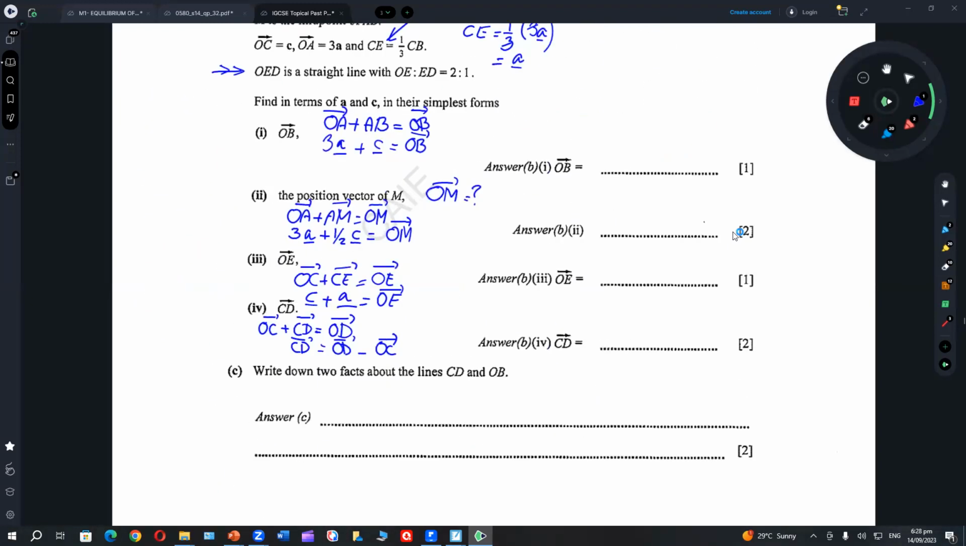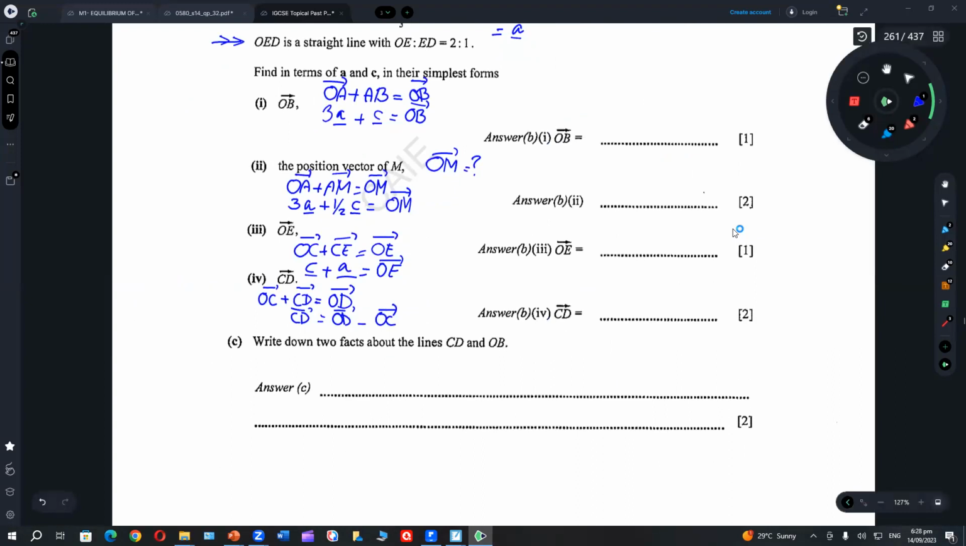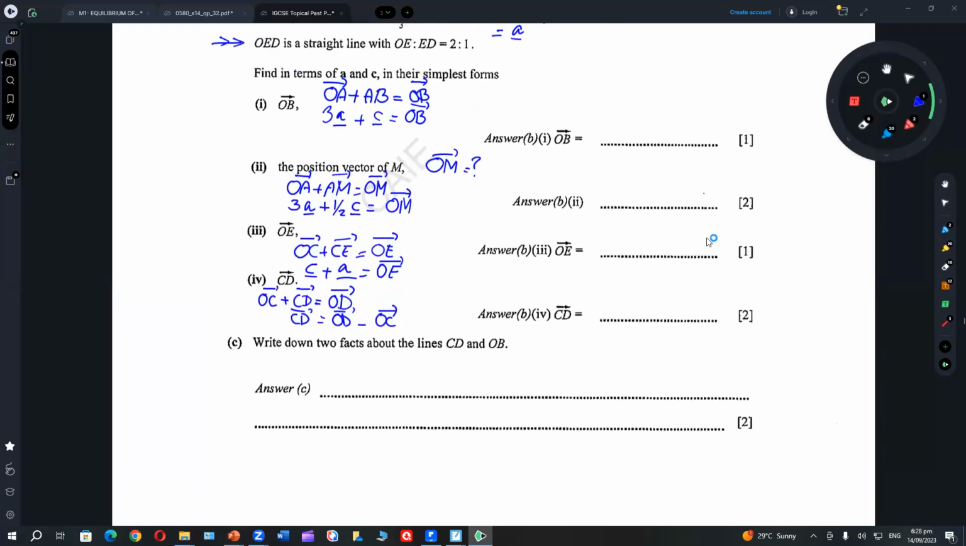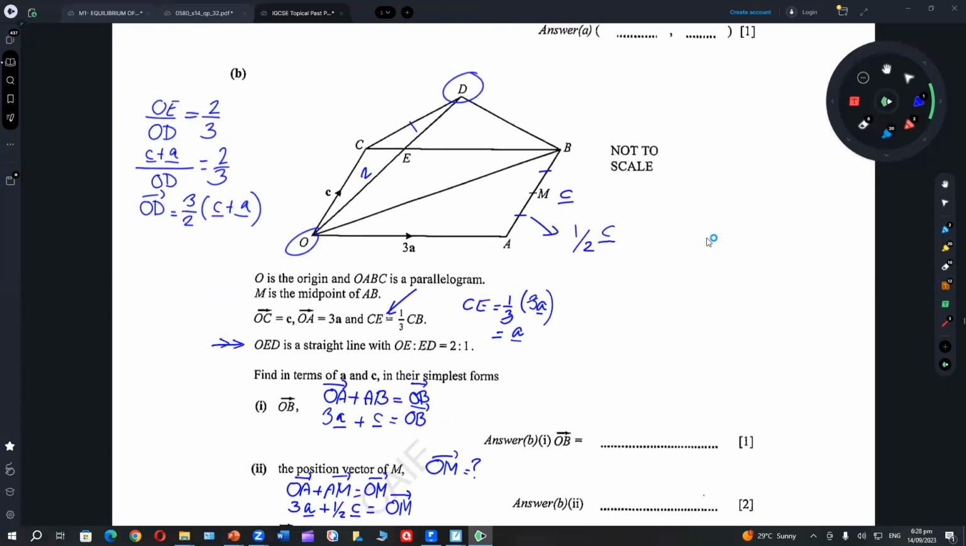What do I need to find? We have to find CD. You're right, CD, but actually I'm looking at OD presently. So now we need to simplify to find OD, which is 3/2 bracket C plus A. Now CD is equal to OD minus OC, where OD was 3/2 bracket C plus A.